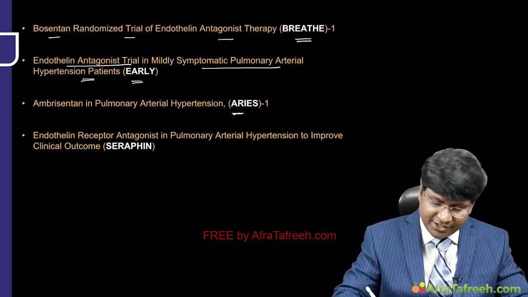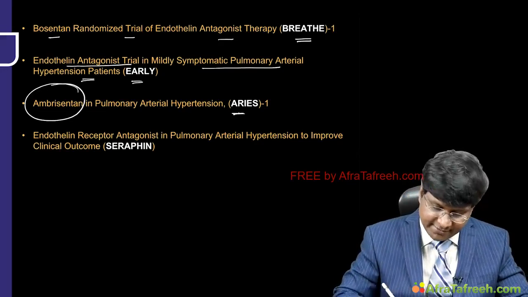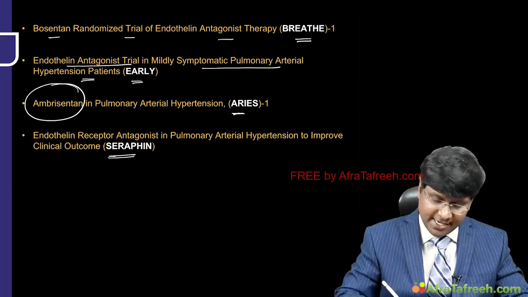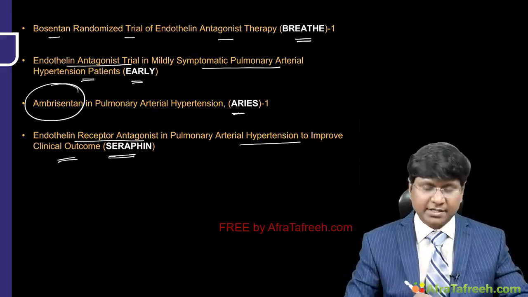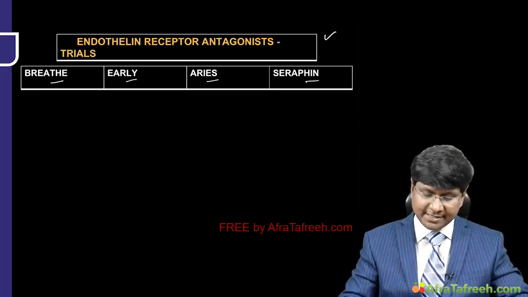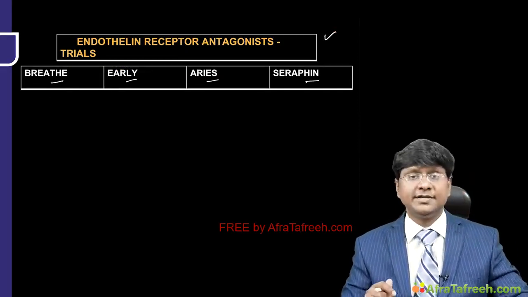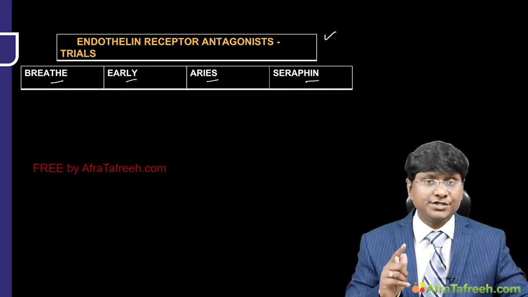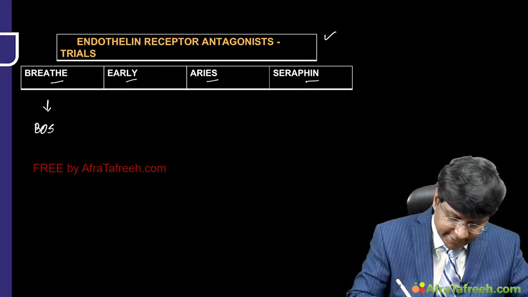Then the EARLY trial, that is endothelin antagonist trial in mildly symptomatic pulmonary arterial hypertension patients. Next is the ARIS trial, that is mainly for ambrisentan in pulmonary arterial hypertension. Then the SERAPHIN trial, that is endothelin receptor antagonist in pulmonary arterial hypertension to improve the clinical outcome. So these are the 4 important trials for the endothelin receptor antagonists, of which the first one is the BREATHE trial, that is for bosentan.